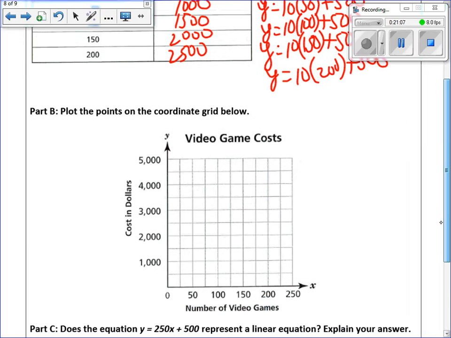So now we need to plot the points on this grid. So 0, I believe, was 500. 50 was 1,000. 100 was 1,500. 150 was 2,000. And 200 was 2,500. So it plotted really nicely for us.